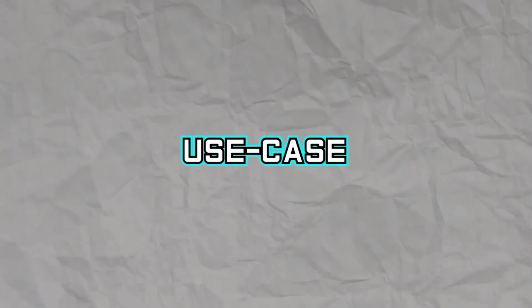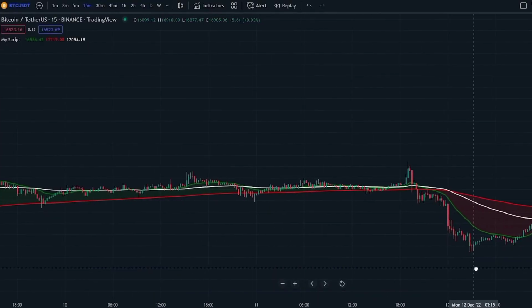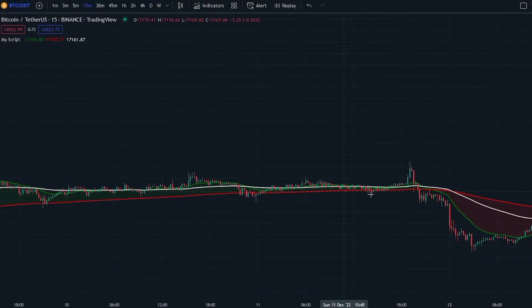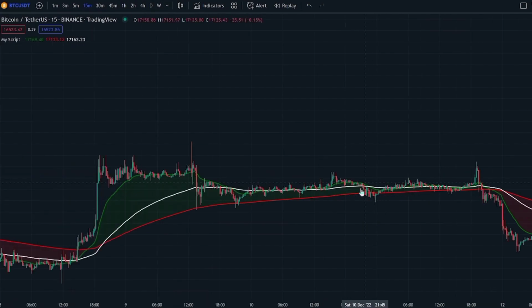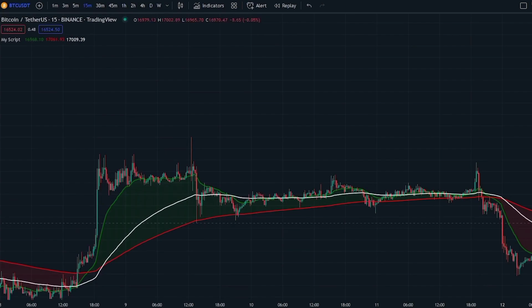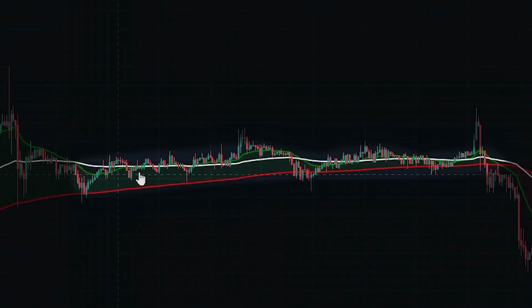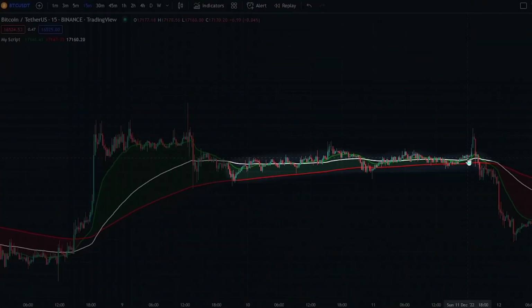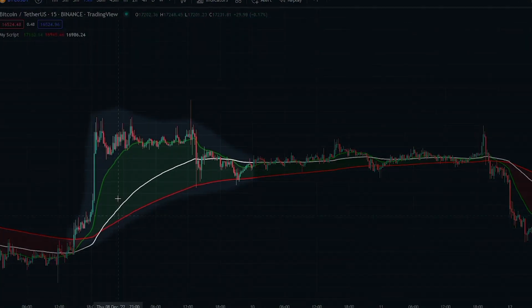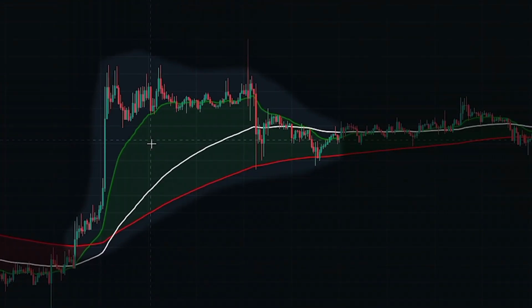However, one secret use case of the indicator is usually forgotten. The indicator also works as a consolidation filter. This means that the indicator can show us whenever the market is ranging or moving sideways. As you can see here, whenever the lines are not far apart, the market is usually ranging, and whenever the lines start moving far away from each other, causing a larger gap between the lines, the market is trending.